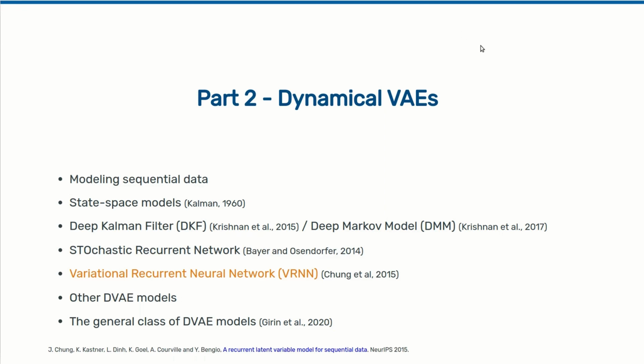Hello again, I am Xavi and we will continue with a second set of dynamical VAEs. So after the deep Kalman filter and the stochastic neural network, we will go through the variational recurrent neural network and a few other DVAEs in more or less detail.